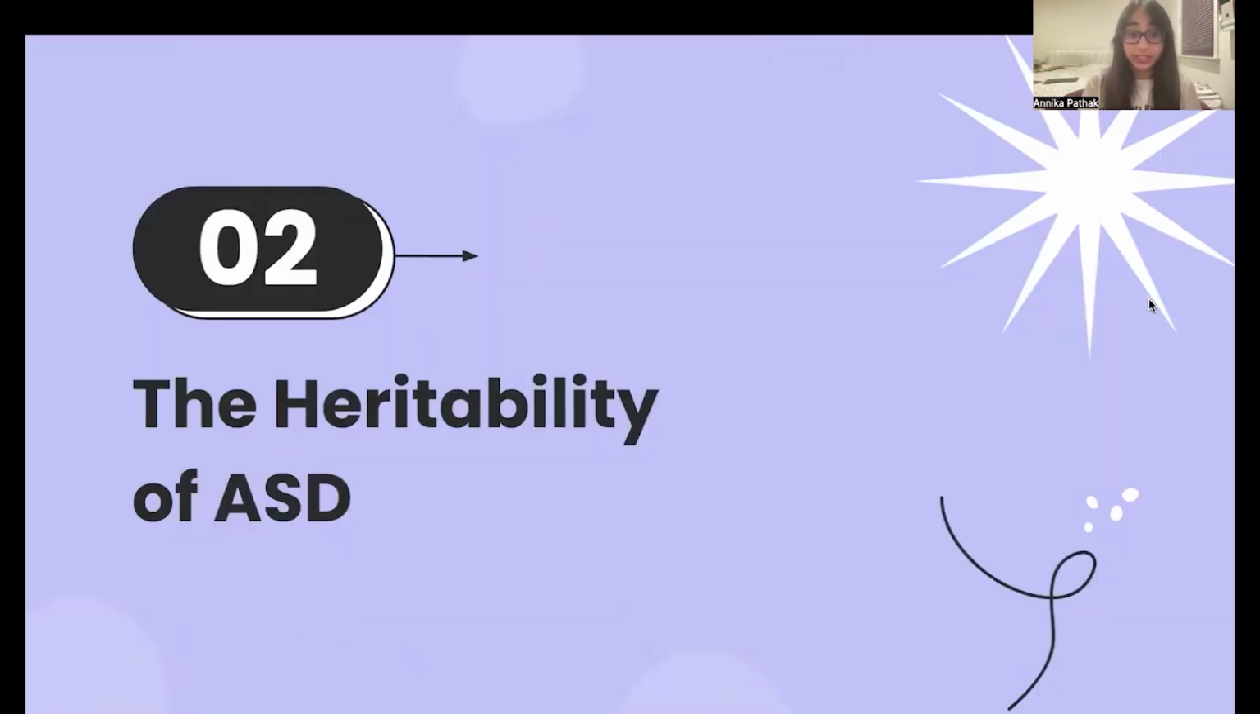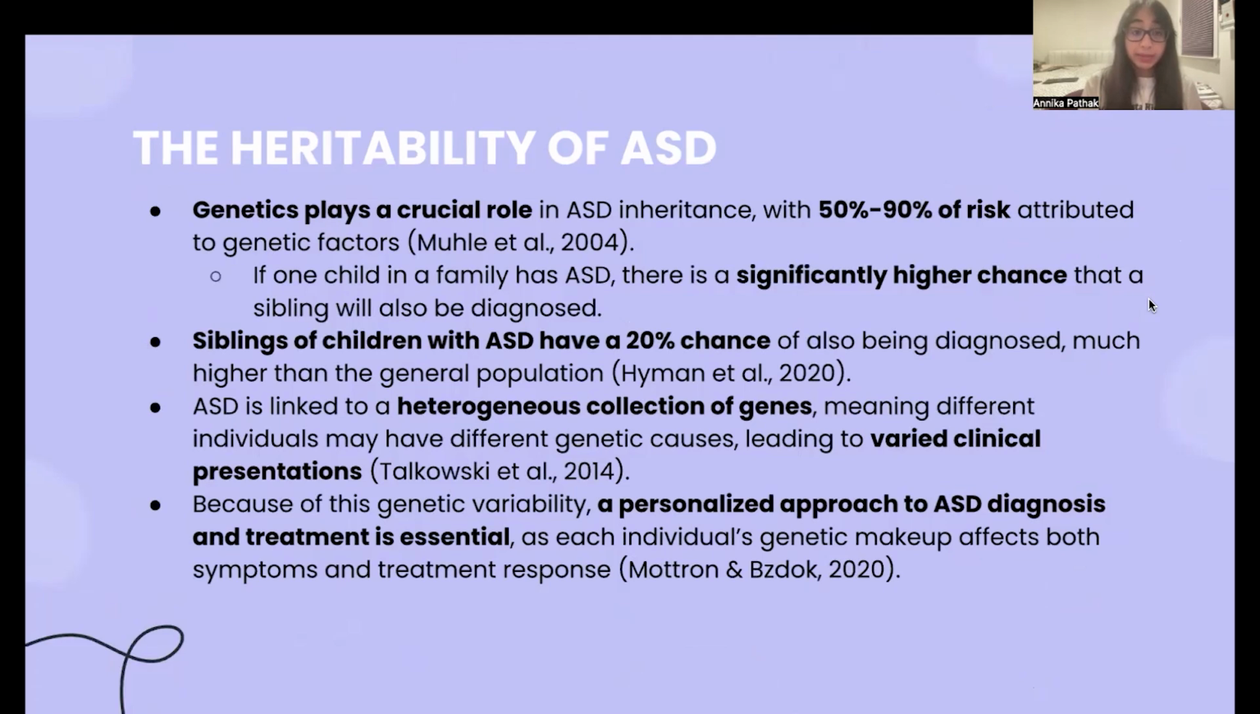The heritability of ASD. Genetics plays a crucial role in ASD inheritance, with 50 to 90% of risk attributed to genetic factors. If one child in a family has ASD, there's a significantly higher chance that a sibling will also be diagnosed. Siblings of children with ASD have a 20% chance of also being diagnosed, much higher than the general population, as aforementioned previously.